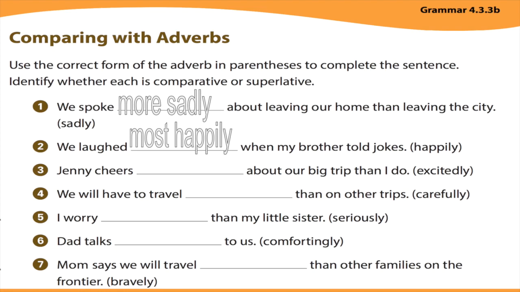Number 3. Jenny cheers blank about our big trip than I do. So Jenny's cheering more than I do. This would be more excitedly. It's a comparative. It's comparing two things, Jenny and I.